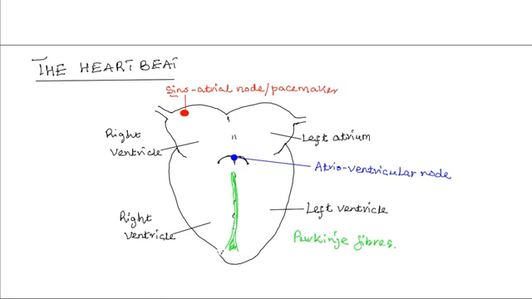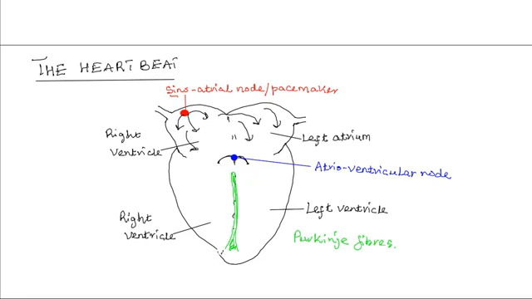This sinoatrial node generates the electrical impulses that bring about the contraction. It is the one that initiates the contraction of the cardiac muscles. So, a wave of electrical excitations or impulses originates from the sinoatrial node and spreads over the atria. Once the electrical impulses have spread over the walls of the atria, the atrial muscle fibers contract.